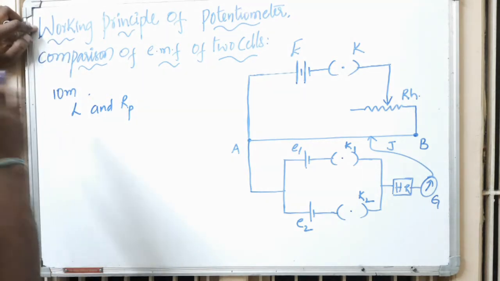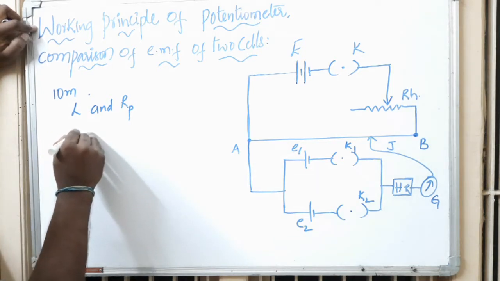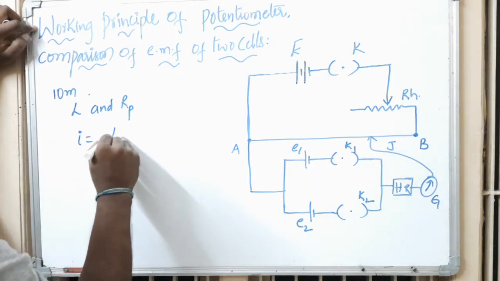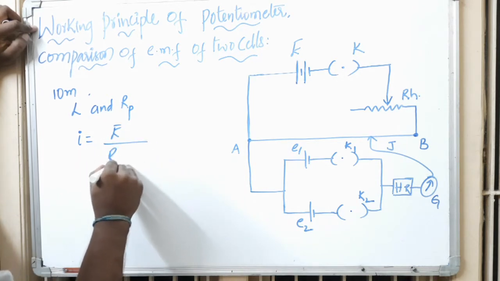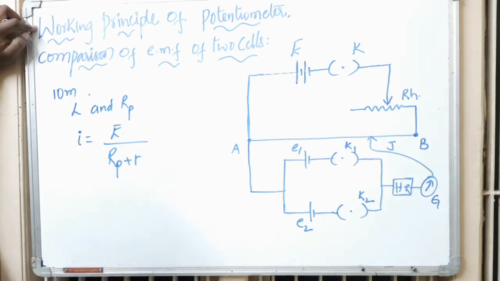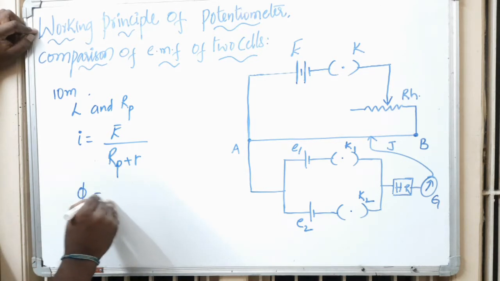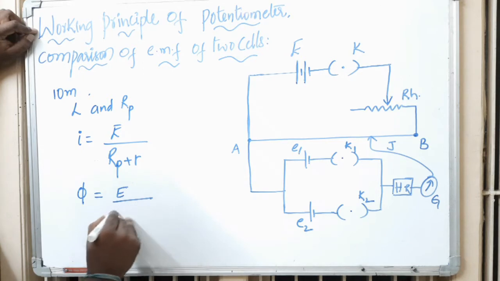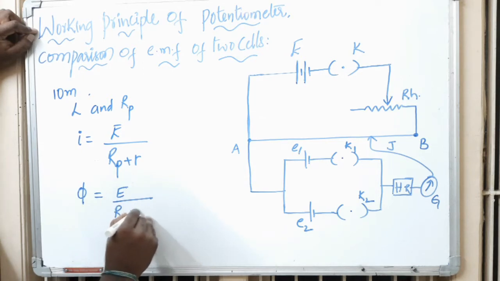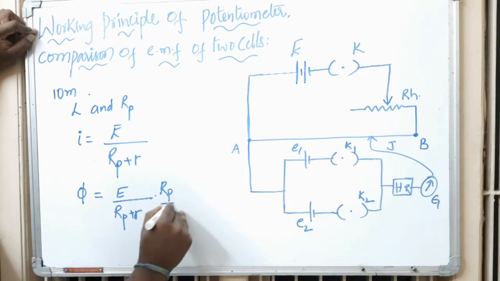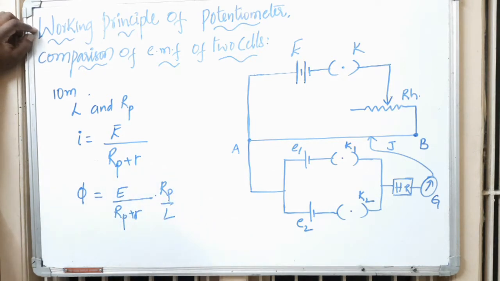Next, the current through the potentiometer wire, I, is equal to E by RP plus R. So this is the second point you have to write. Now coming to the third one, potential gradient phi is equal to E by RP plus R into RP by L. So this is the third point. Potential gradient is nothing but potential drop per unit length.